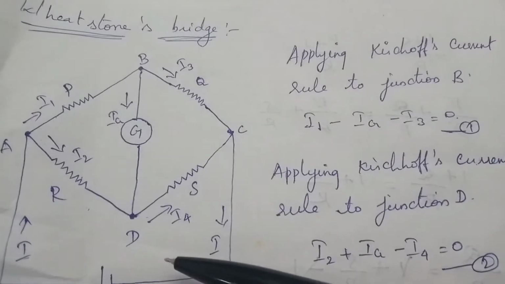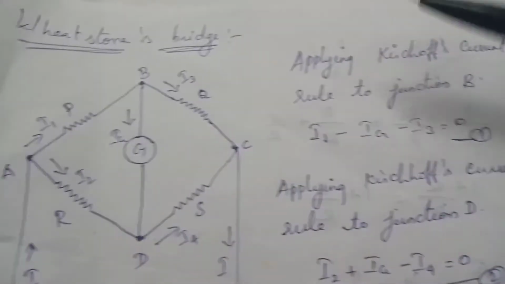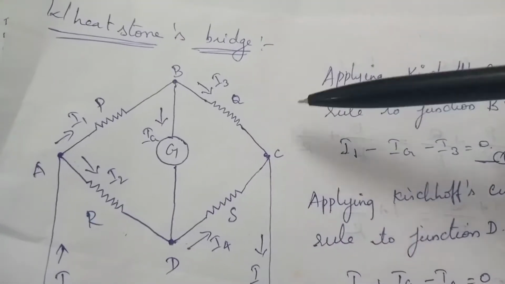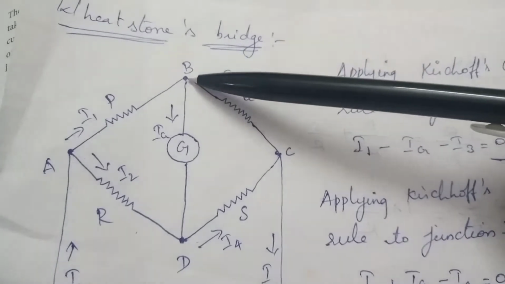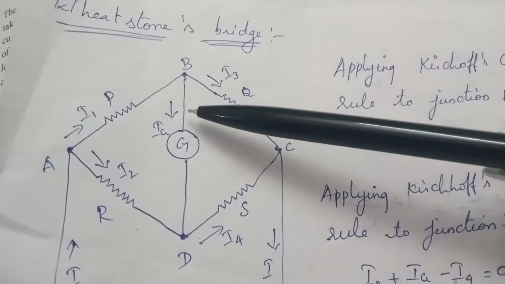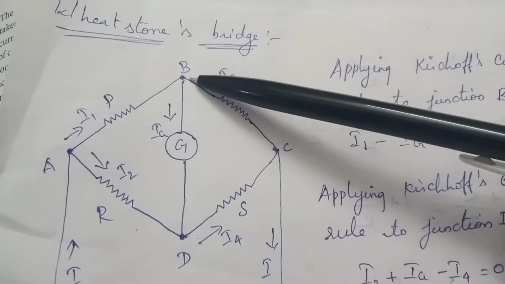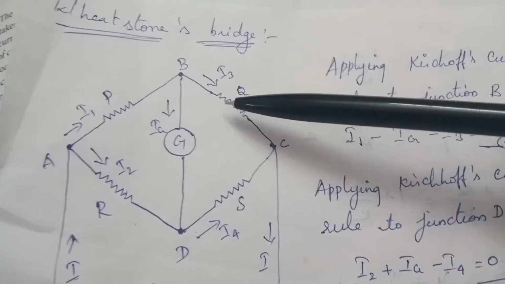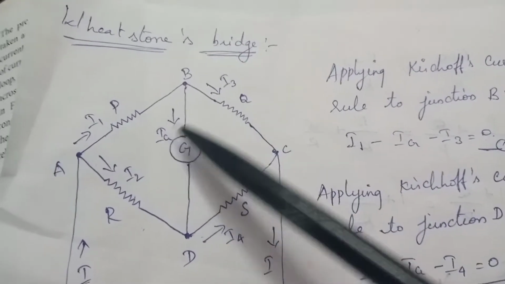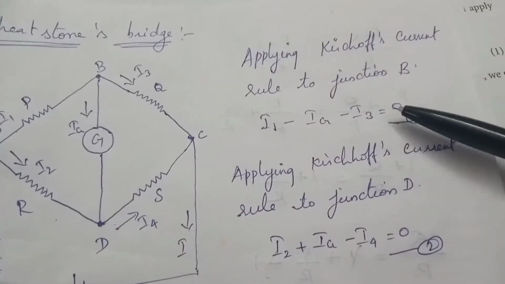For applying the first rule, first at terminal B, applying Kirchhoff's current rule at junction B, what happens? I already told you the first rule, remember that. The algebraic sum of all the currents at any junction is equal to zero. Here at B there are three currents. Towards the junction we take as positive, and away from the junction we take as negative. Only one current is towards the junction and two are away from it. So I1 minus IG minus I3 is equal to 0. That is your first equation.